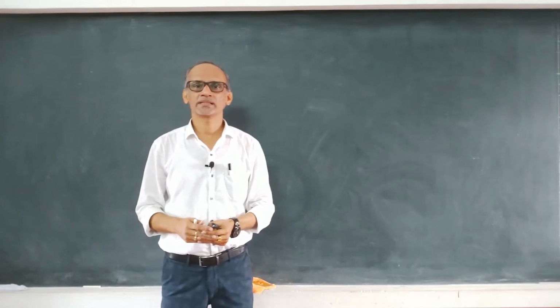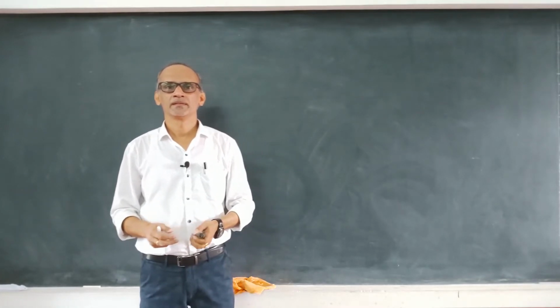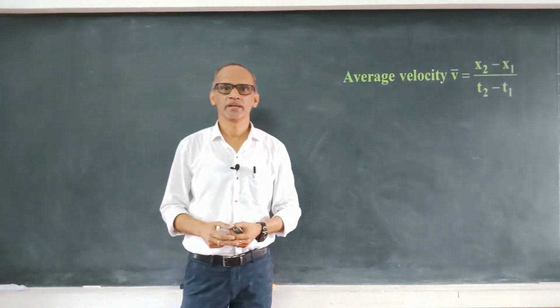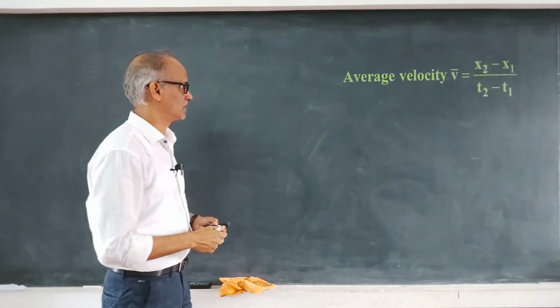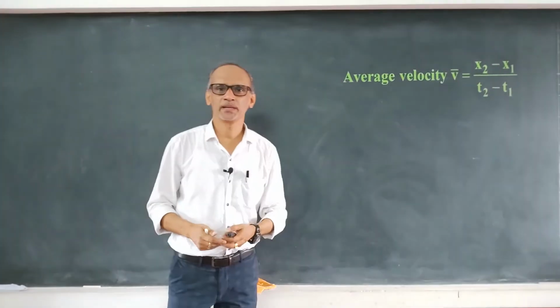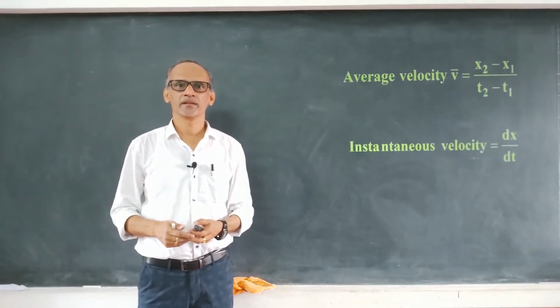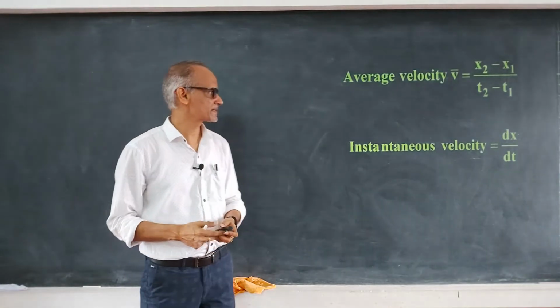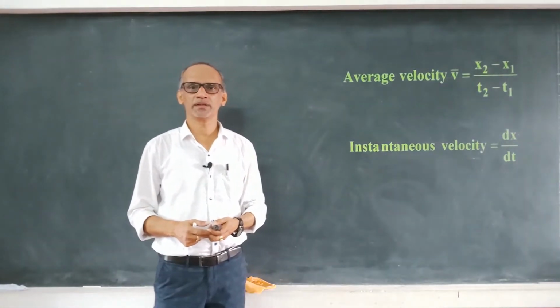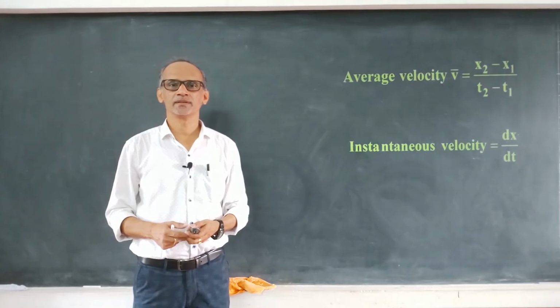Dear students, in the last class I have explained an important term, that is average velocity. The formula is V bar is equal to x2 minus x1 by t2 minus t1. And then I have explained another important point called instantaneous velocity, velocity of a body at a particular instant of time.